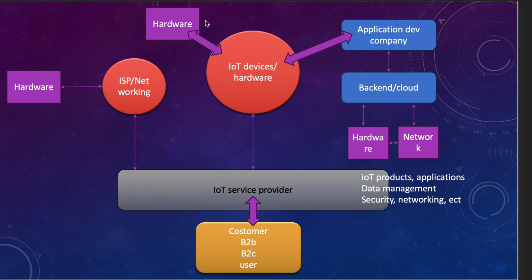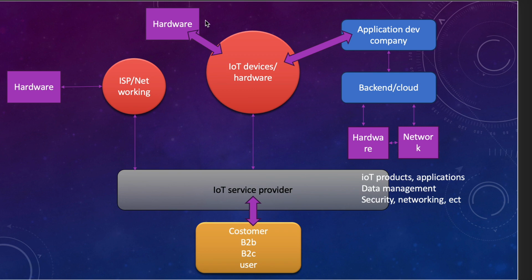It could be companies that develop applications, and they will then seek cloud facilities for their backend, like Azure, AWS, and so on. So if you take AWS, for example, they will be handling the cloud services, which means the hardware and the networking from the server end.